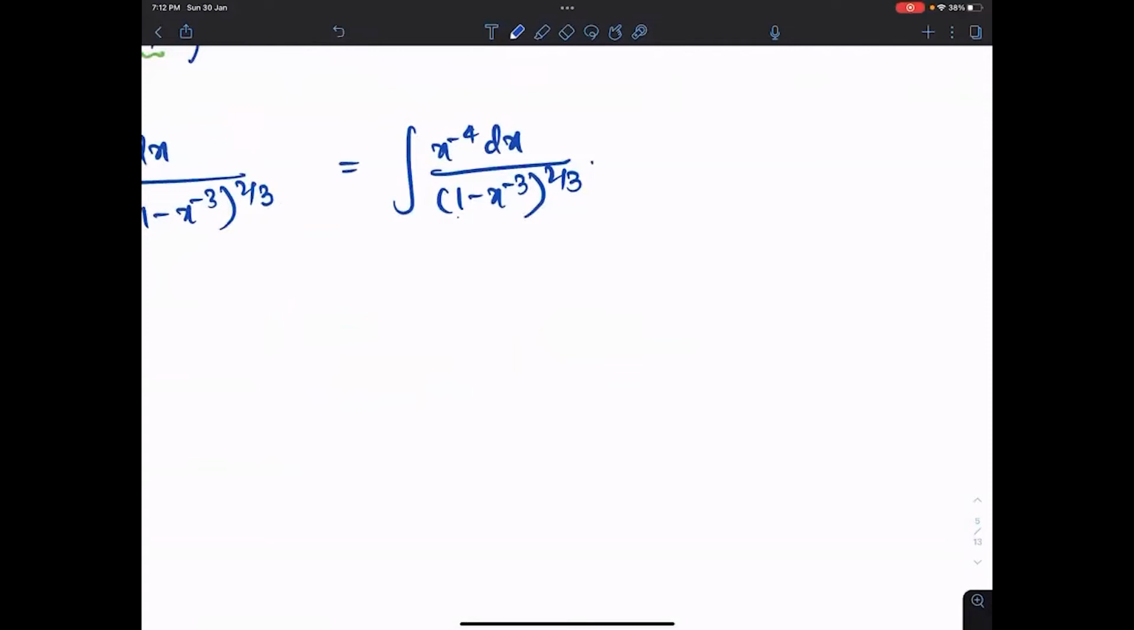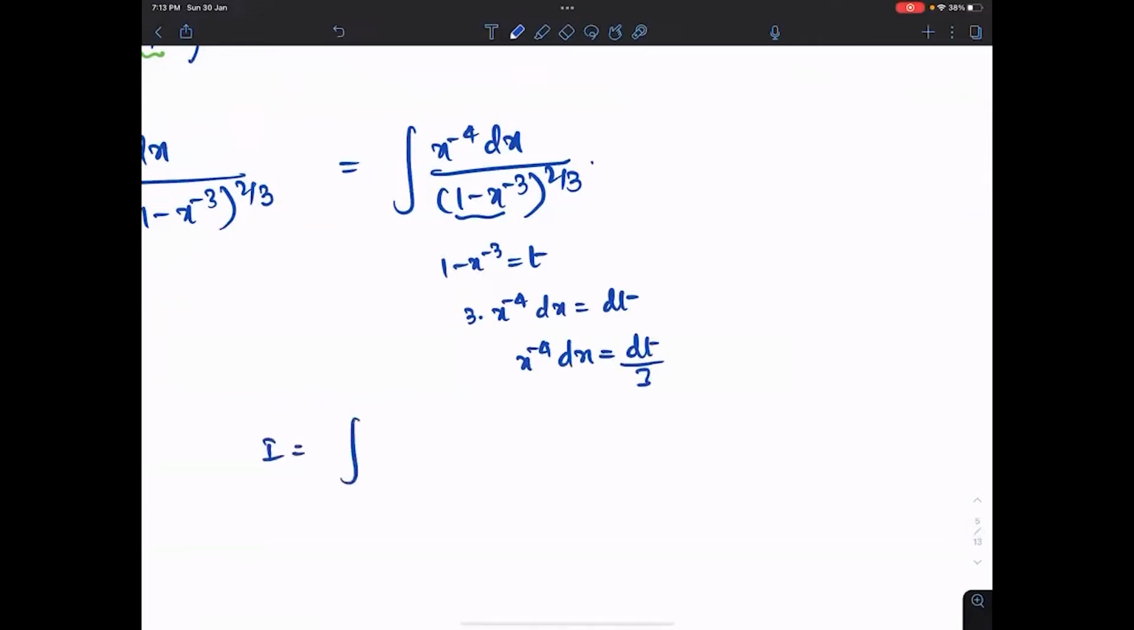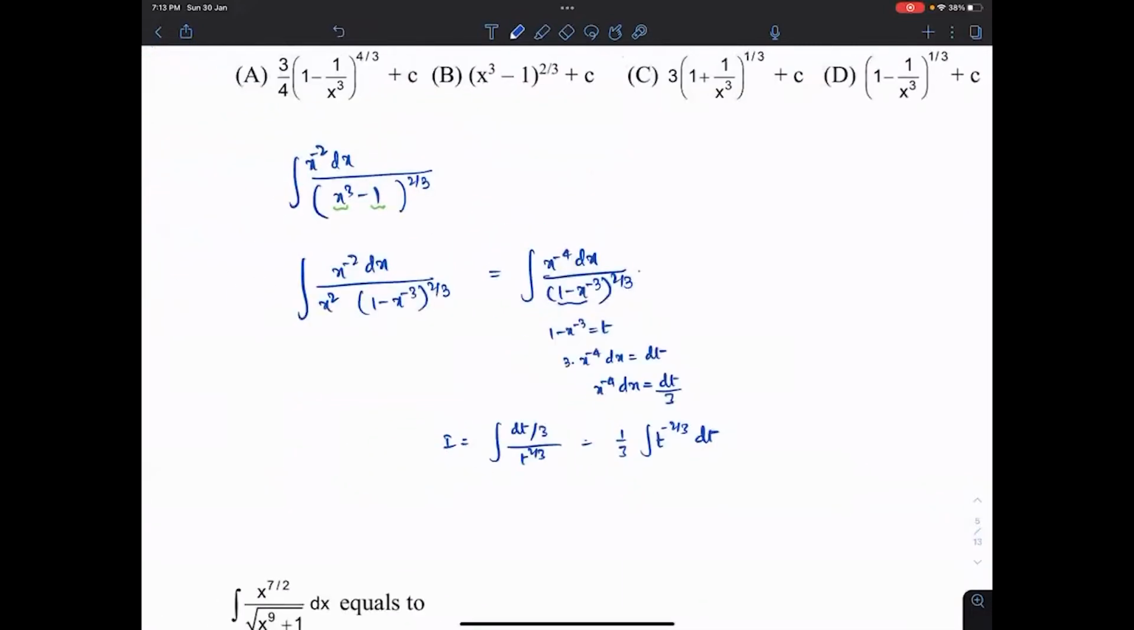Now you can observe directly, 1 minus x power minus 3, you can take it as t. Then if you differentiate, 3 times x power minus 4 dx will be dt. So x power minus 4 dx will be dt by 3. So your integration will be integral dt by 3 divided by t power 2 by 3. Done. 1 by 3 times integral t power minus 2 by 3 dt. Done.